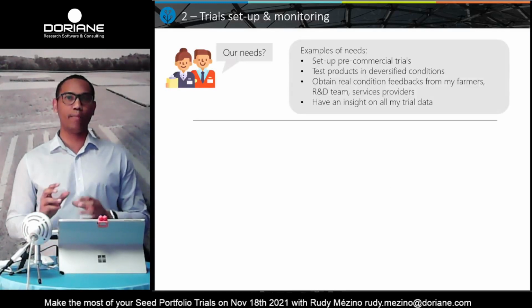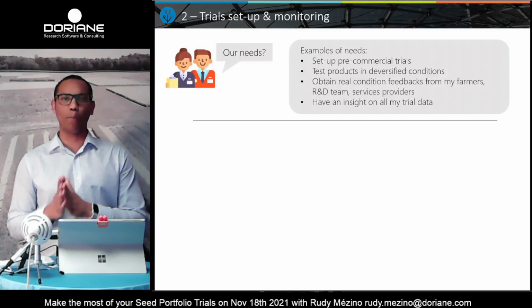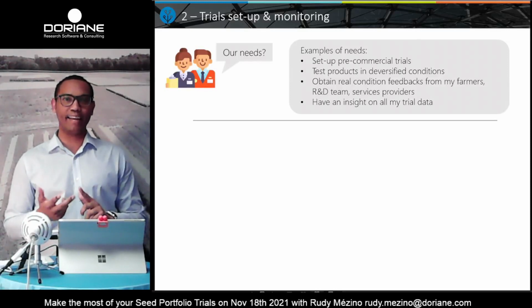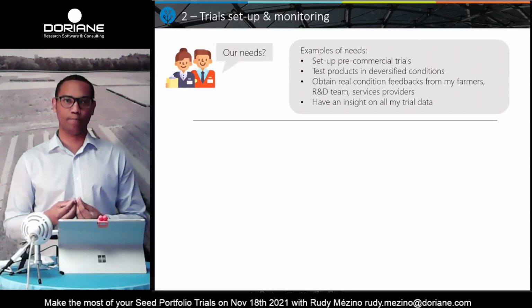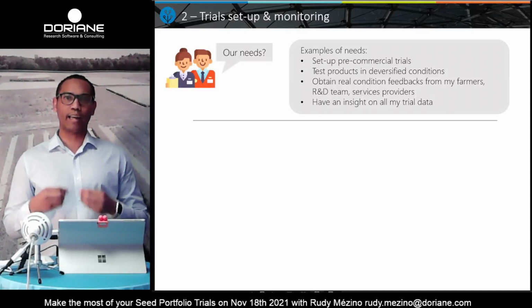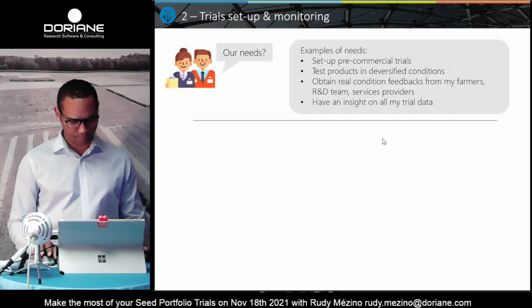You need to be able to create and manage pre-commercial trials. You need to test your product in diversified conditions. You need to compare your varieties to competitors. You need to obtain feedback from different teams, growers, farmers, and have a global view of your trial data. How can an information system help the product development team address these needs?